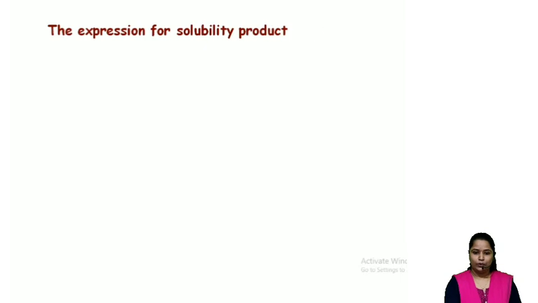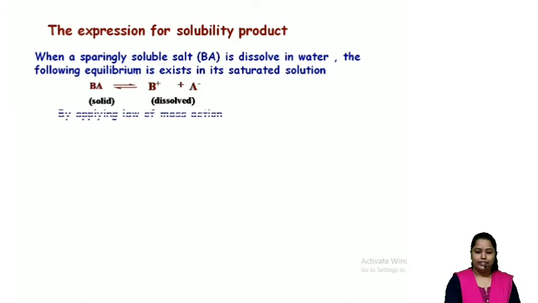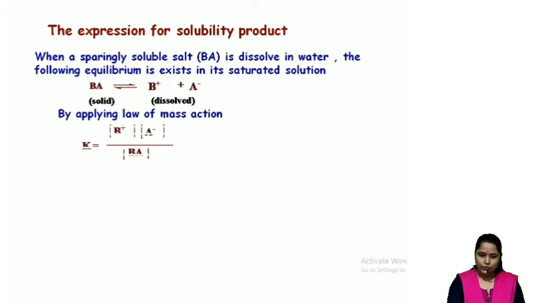Here we see the expression for the solubility product. For that we consider a sparingly soluble salt AB, which is dissolved in water. Then an equilibrium exists between the solid salt AB and its ions B+ and A-, which are present in aqueous solution. If we apply the law of mass action, then we get the equilibrium constant K equal to the product of ionic concentrations of B+ and A- divided by the concentration of AB.